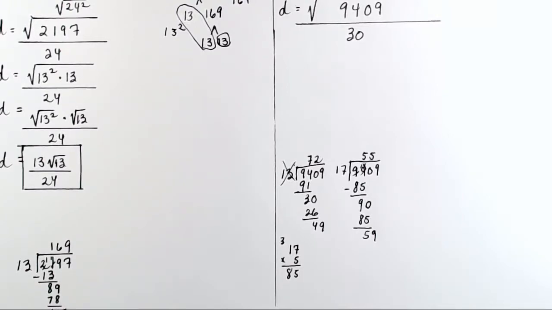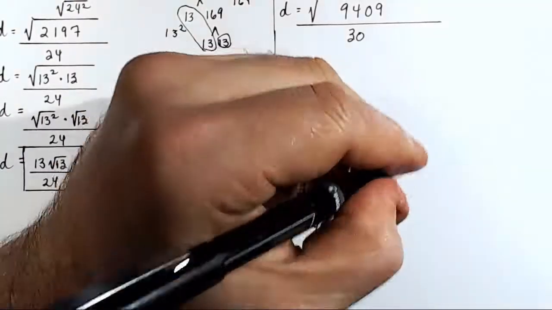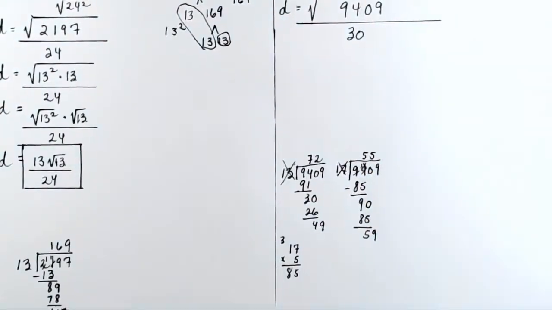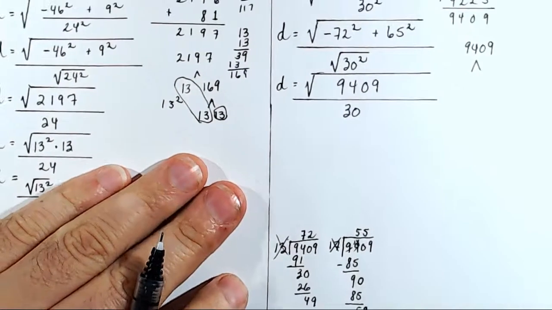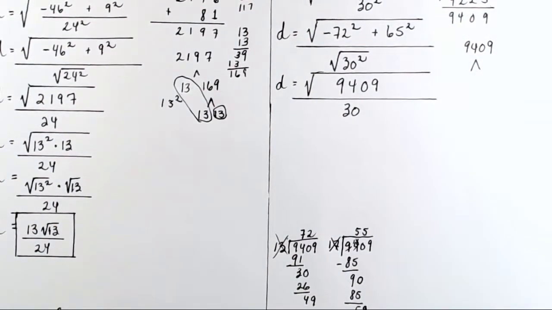I don't know. Let's see here. I don't think there are any. So 17 is not a factor. 9,409. What could the factor be? It's got to be something big.